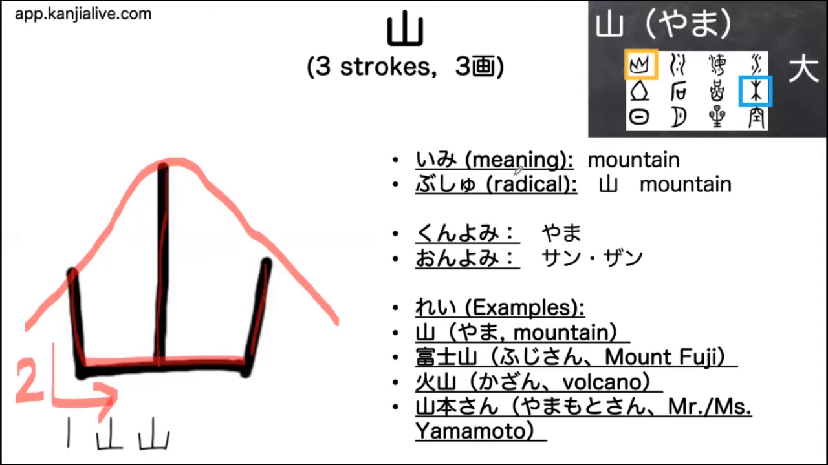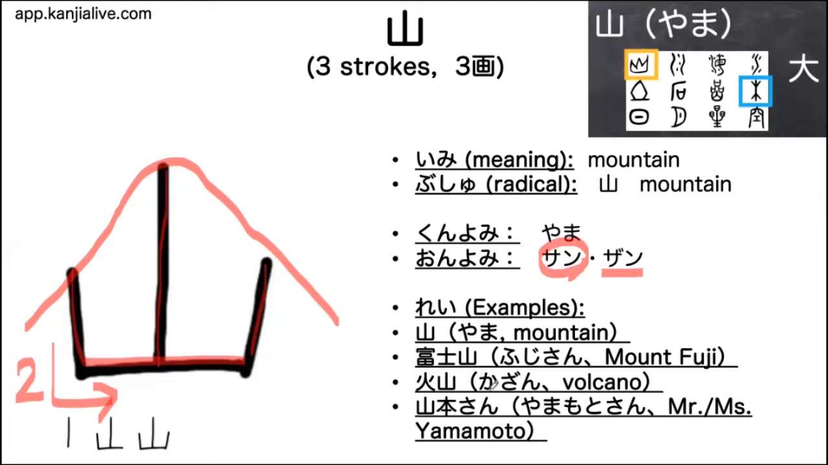The meaning of this kanji is of course mountain, and bushu, radical, is also yama, mountain. Kunyomi is yama, onyomi is san or zan. So onyomi is Chinese reading, and kunyomi is Japanese reading. Let me give you some examples. So yama is pretty simple, right? Yama. Then Fujisan. Fujisan means Mount Fuji. Fuji is actually the name of the place. Then here, san is used. But depending on the name of the mountain, we sometimes read zan instead of san. So it depends on each mountain.